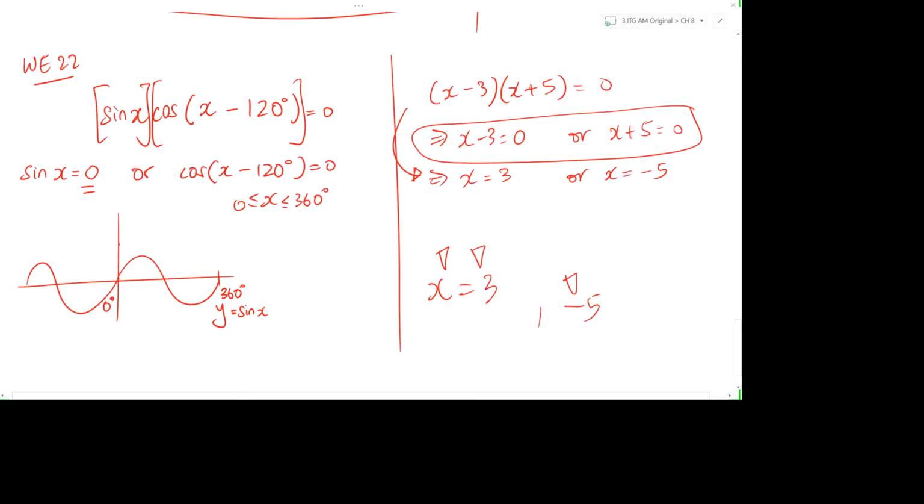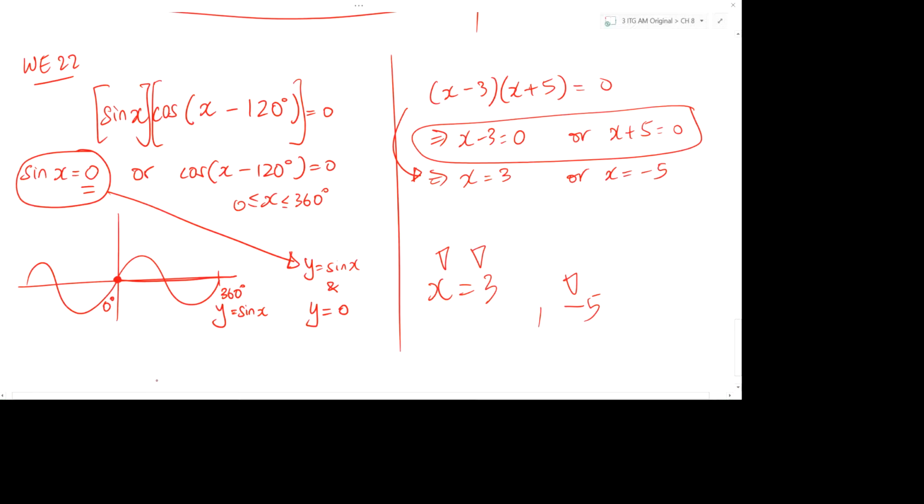Do you remember how to do this graphically? Sine x equals to 0. We plot two graphs. We plot y equals to sine x, or rather we sketch, as well as, what's the other graph? Excellent, y equals to 0. Where's the line y equals to 0? The x-axis. So how many intersection points do you see?